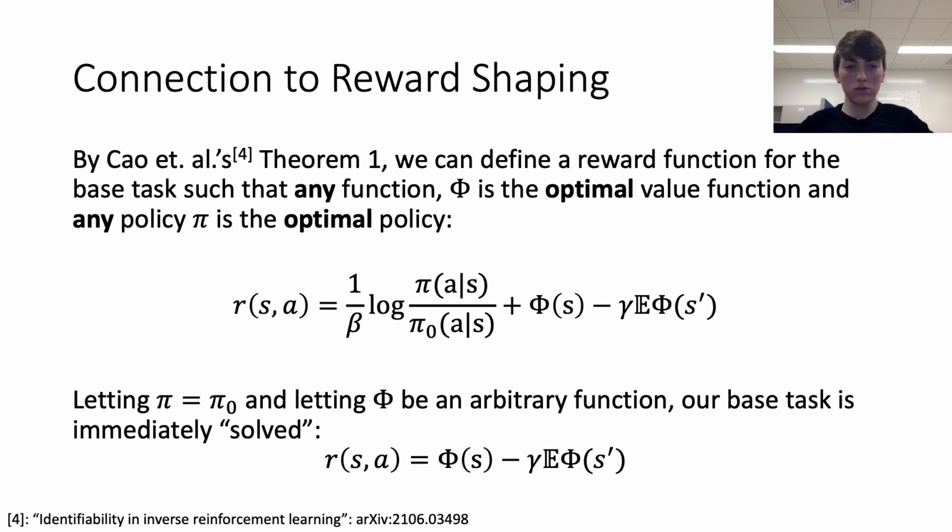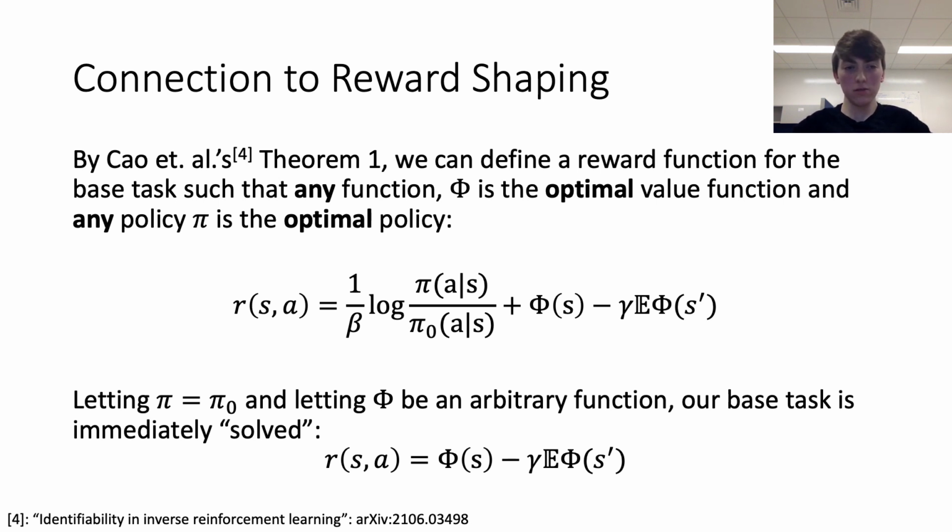This result shows that with prior knowledge, we can shape a reward function. However, we would like to have a potential-based reward shaping, which can be used with an arbitrary function rather than only an optimal value function. In order to achieve this, we use the recent results of Cao et al., who say that a reward function can be defined such that any function phi is the optimal value function and any policy pi is the optimal policy.